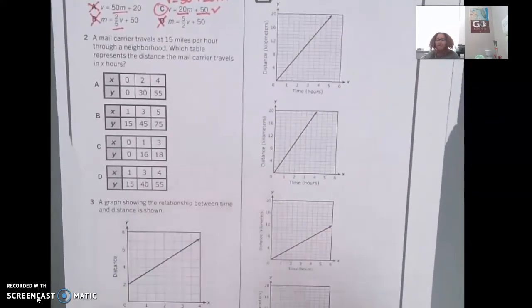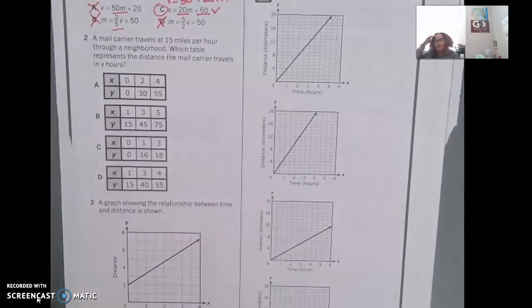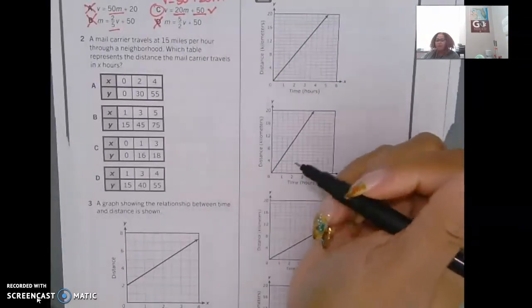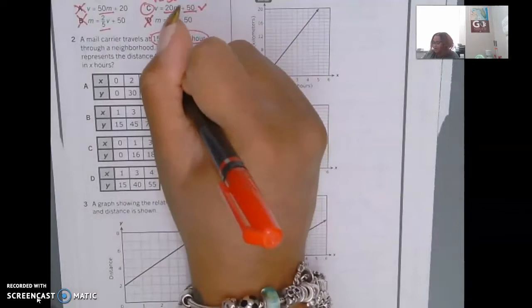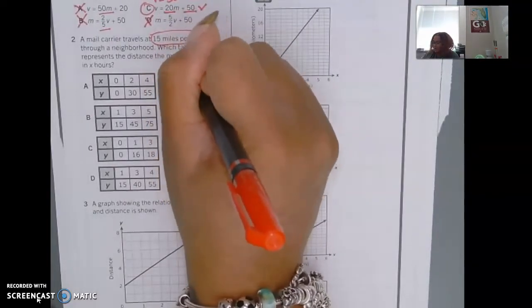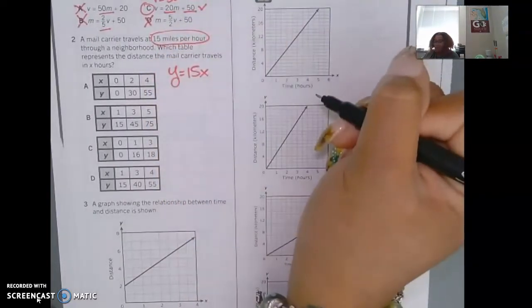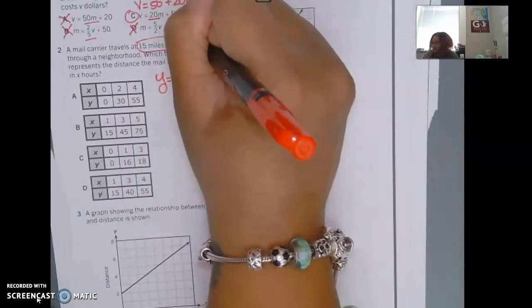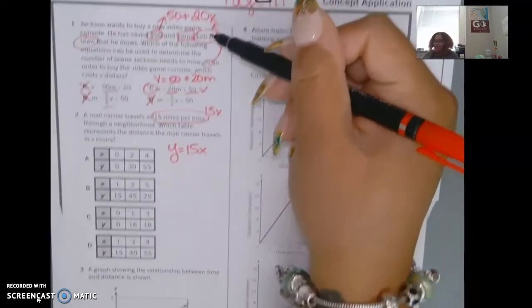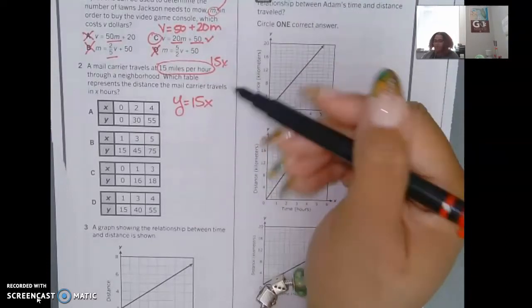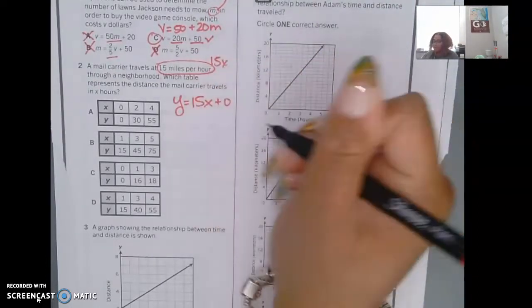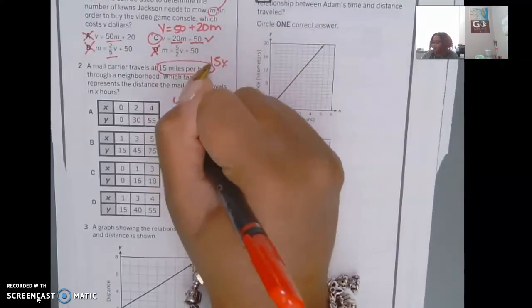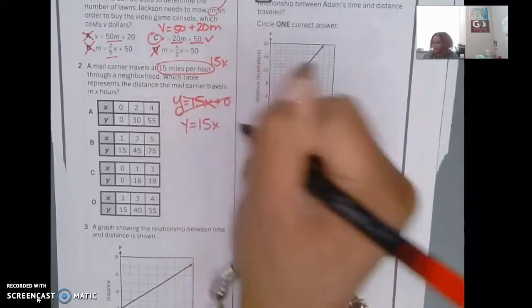For number 2, it says a mail carrier travels at 15 miles per hour through a neighborhood. Which table represents the distance the mail carrier travels in x hours? So 15 miles per hour, that means y equals 15 miles per hour. That's all we have to write, 15x, just like we did the 20x. There's nowhere that the mail carrier starts, so we have to assume he starts at 0. So we wouldn't necessarily write plus 0. We would just write y equals 15x.